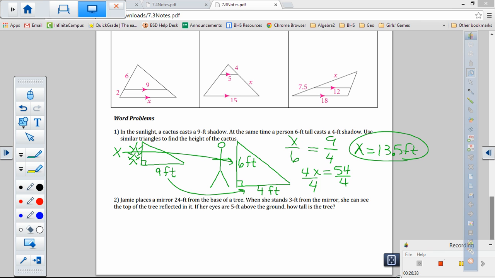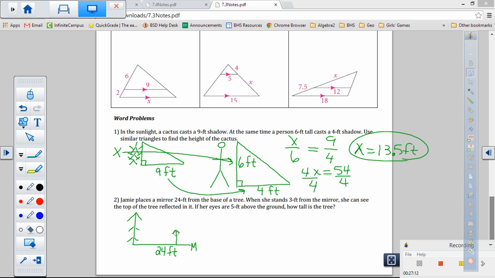Okay. Jamie places a mirror 24 feet from the base of a tree. Here's my tree. Okay, 24 feet to a mirror. So I'm just going to put M here for mirror. Okay, 24 feet to the mirror. She stands 3 feet from the mirror. She can see the top of the tree reflected in it. So she's standing here. Okay.